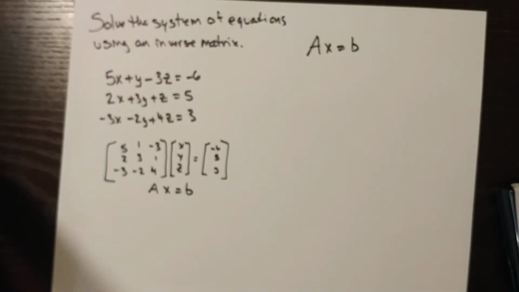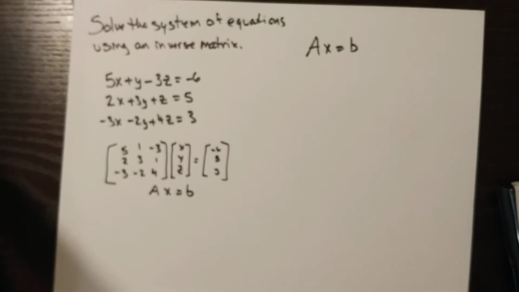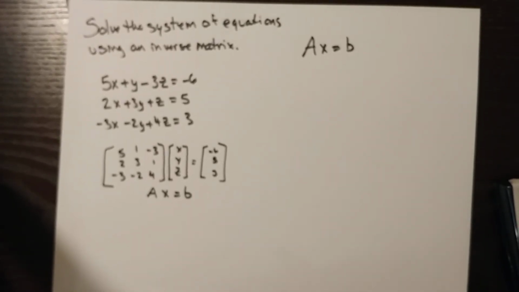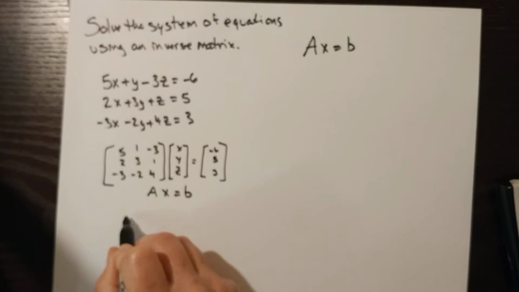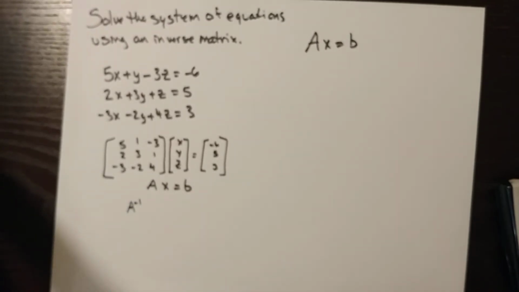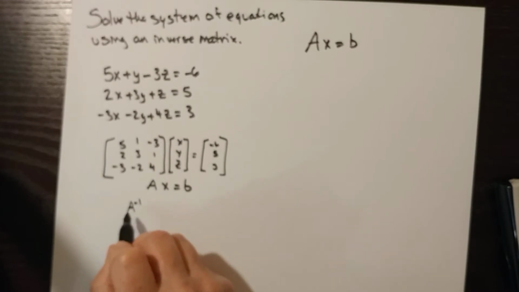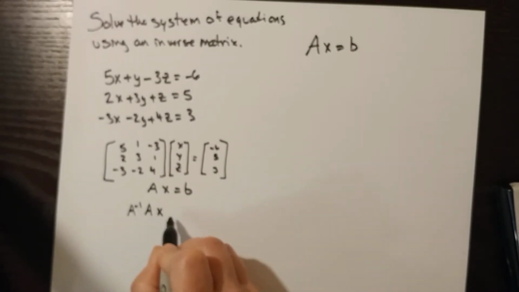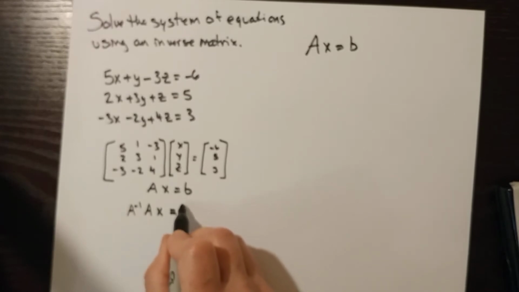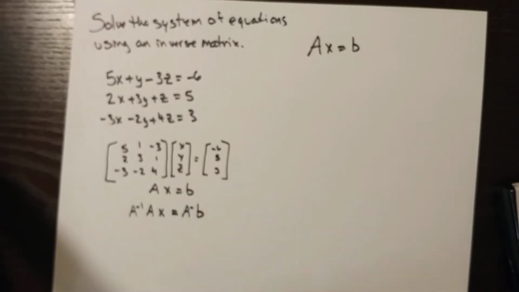Now, when you apply an inverse to something, what it basically does is undo the operation. So I'm going to find the inverse matrix of A, and then I'm going to apply A inverse to both sides of this equation. A inverse times AX is equal to A inverse times B. And so when I do that, what I get on the left is A inverse times A. It undoes it, and I basically get a 1.